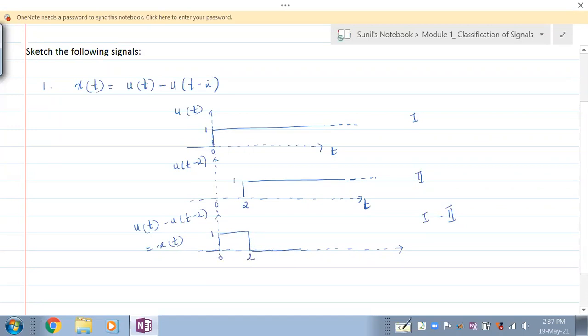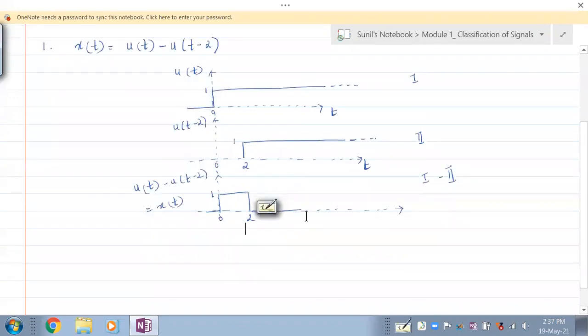Why is it so? Because see here, u of t is 1 from 0 to infinity. U of t minus 2 is 1 from 2 to infinity. U of t minus 2 is 0 from 0 to 2. So if you subtract the second signal from the first signal, in the range 0 to 2 there is nothing in the second, there is 1 in the first. So 1 minus 0 would give you 1 only, but from 2 onwards, both the signals are 1. So 1 minus 1 would give you 0. So from 2 onwards, this signal would be 0. This is quite a simple thing.